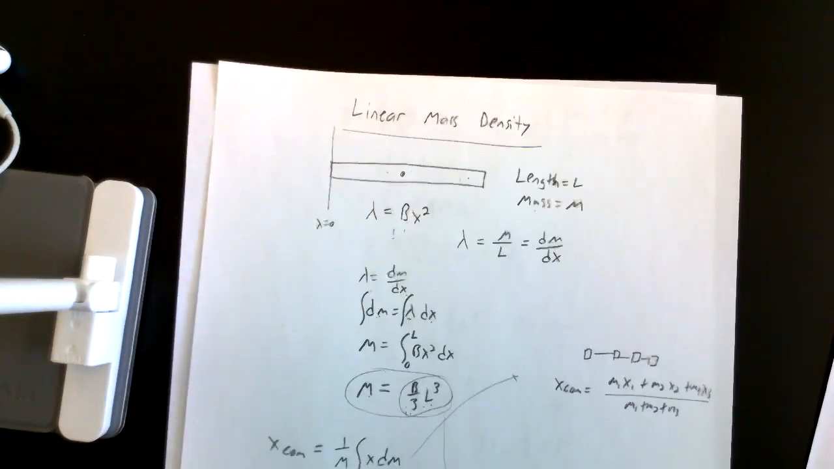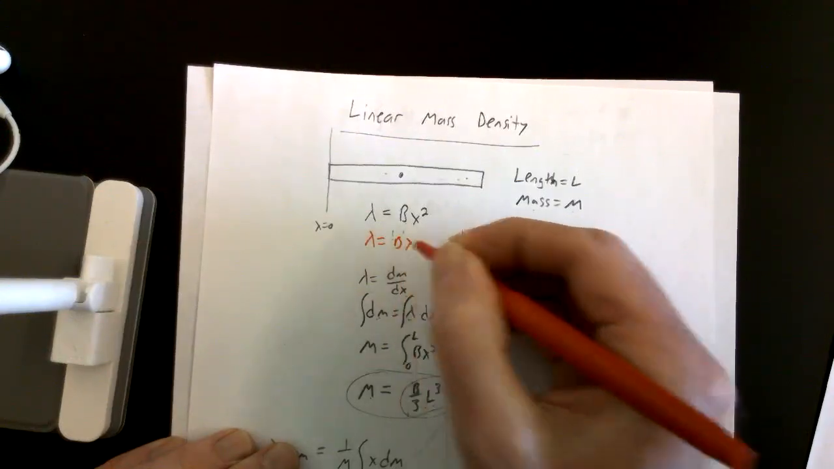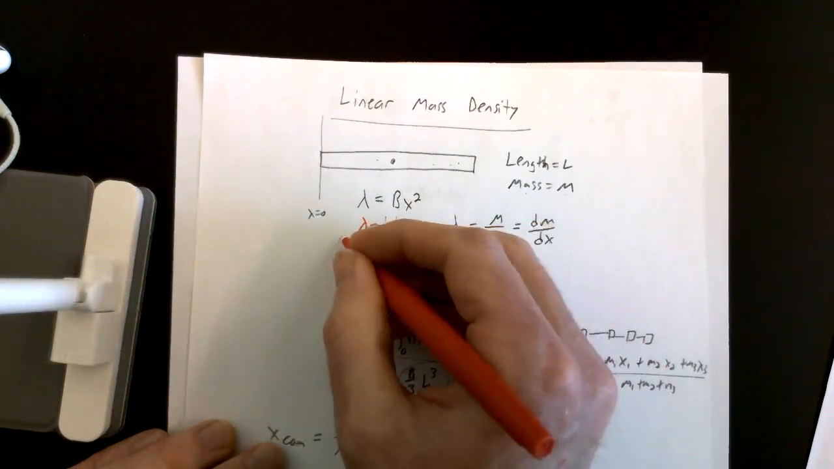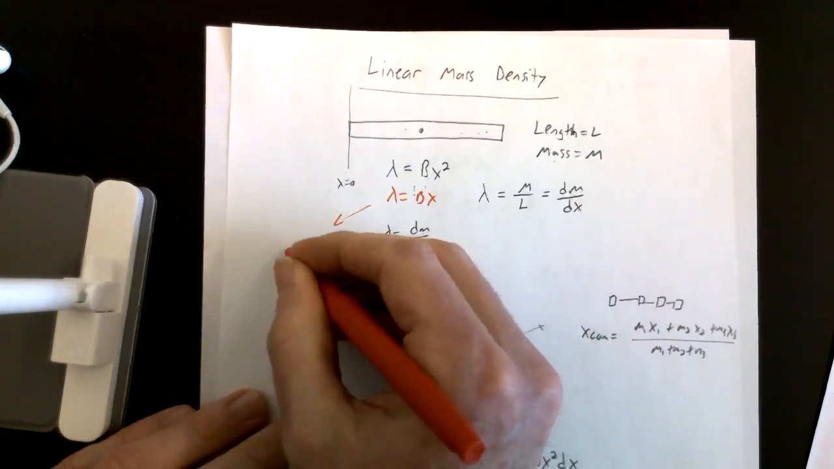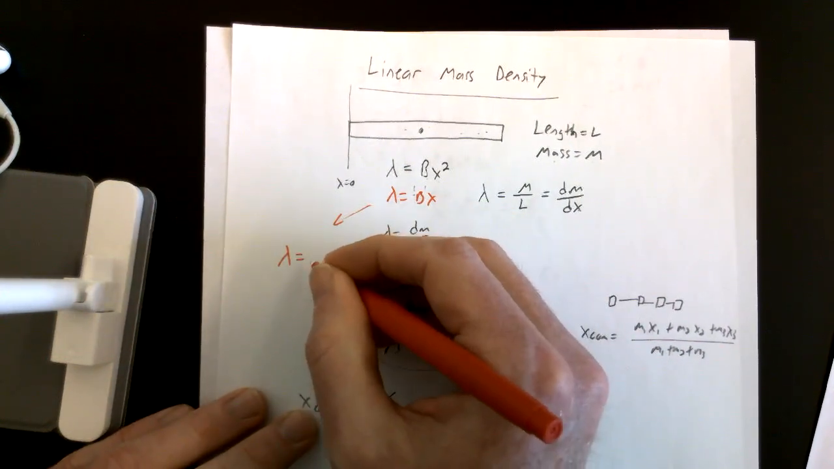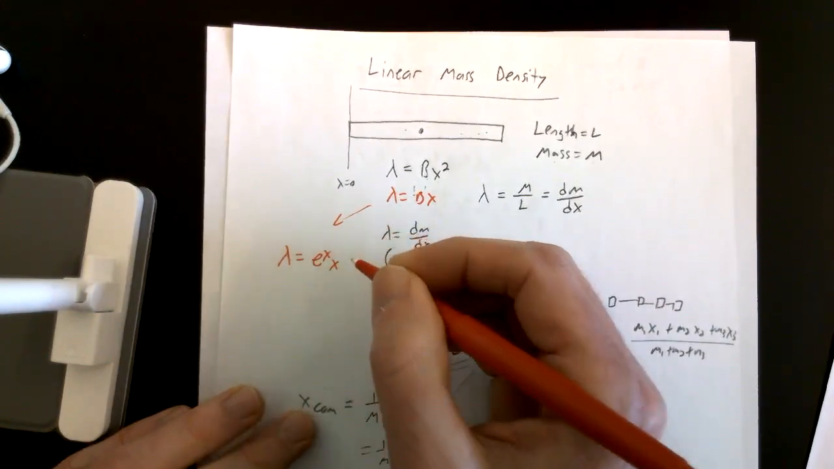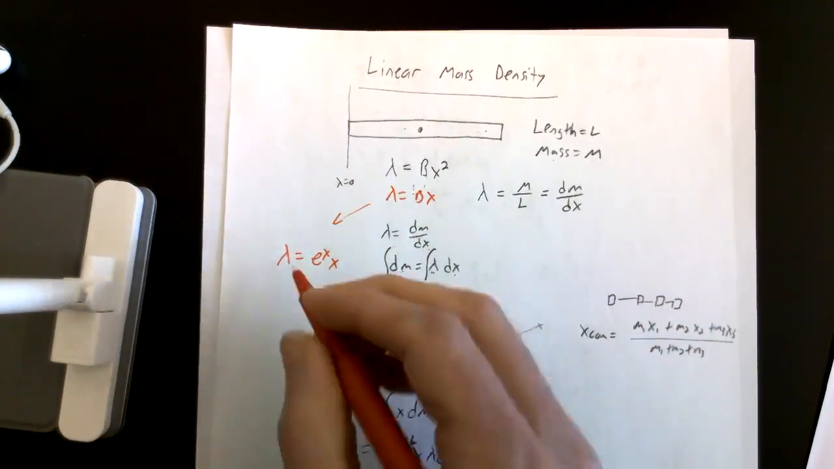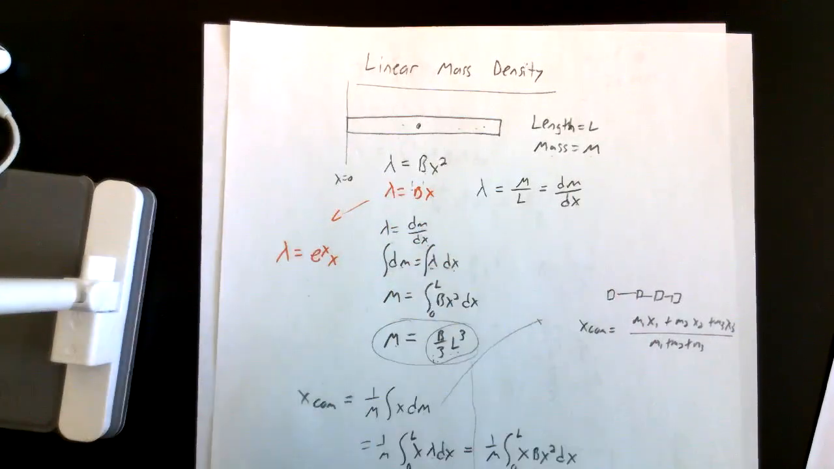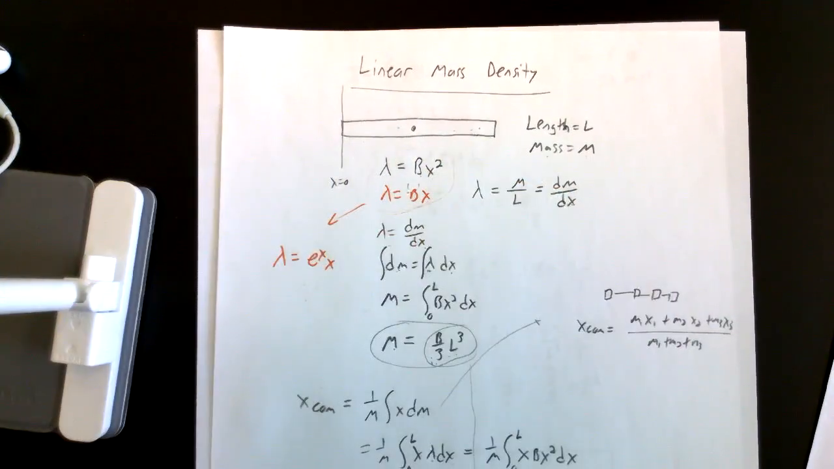Just one other thing to point out, you could do a similar problem if lambda was b times x instead of bx cubed. Sometimes they could give you something weird where they're going to say lambda is, I don't know, some exponential thing like e to the x times x or something like that. They're going to give you something interesting, but you can always take derivatives and figure out what is dm dx and so forth. These are probably the most common that you're going to see. Okay.